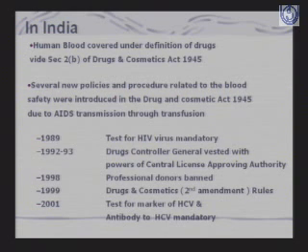In 1989, the test for HIV virus became mandatory. In 1992-93, the Drug Controller General was vested with powers of Central License Approving Authority. In 1998, professional blood donation was banned. In 1999, the second amendment to the Drugs and Cosmetics Act came into force, and in 2001, the test for markers of HCV and antibodies to HCV became mandatory.